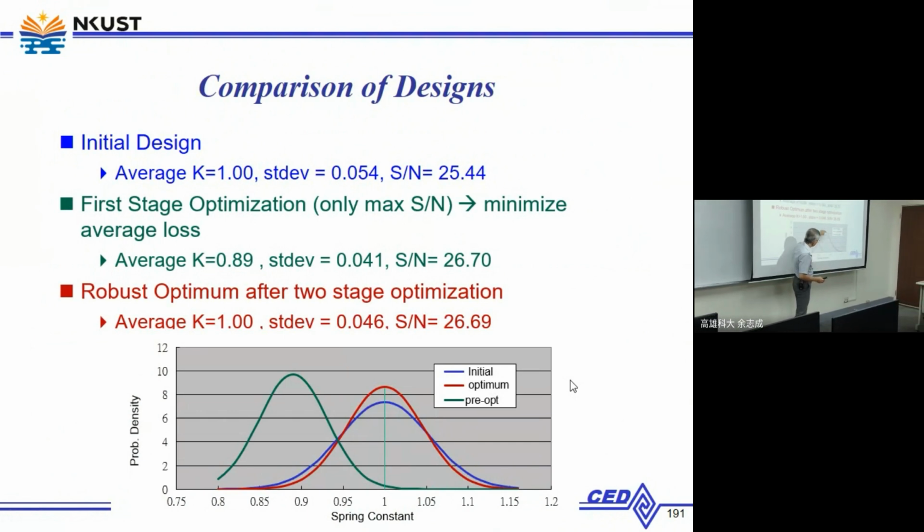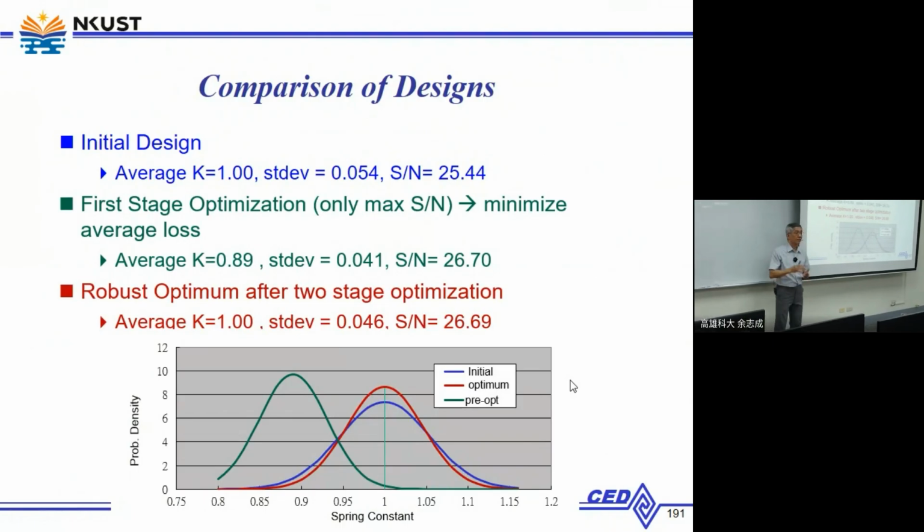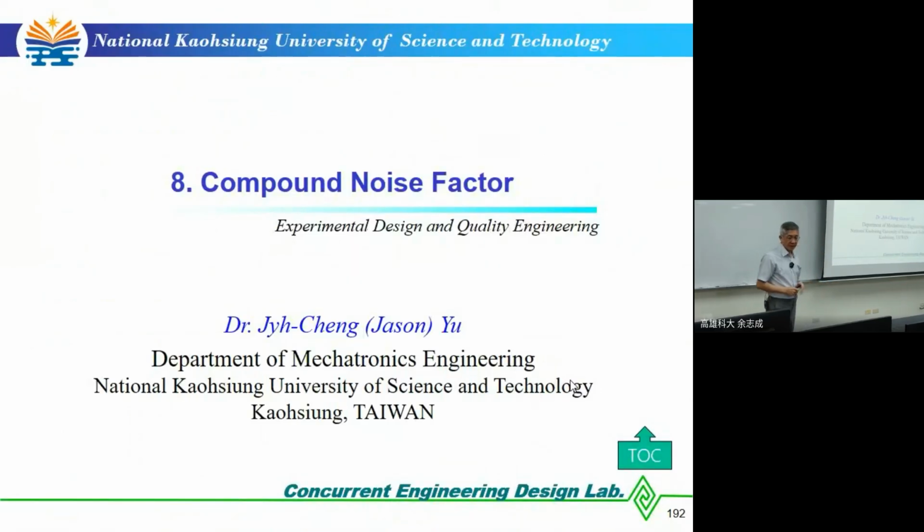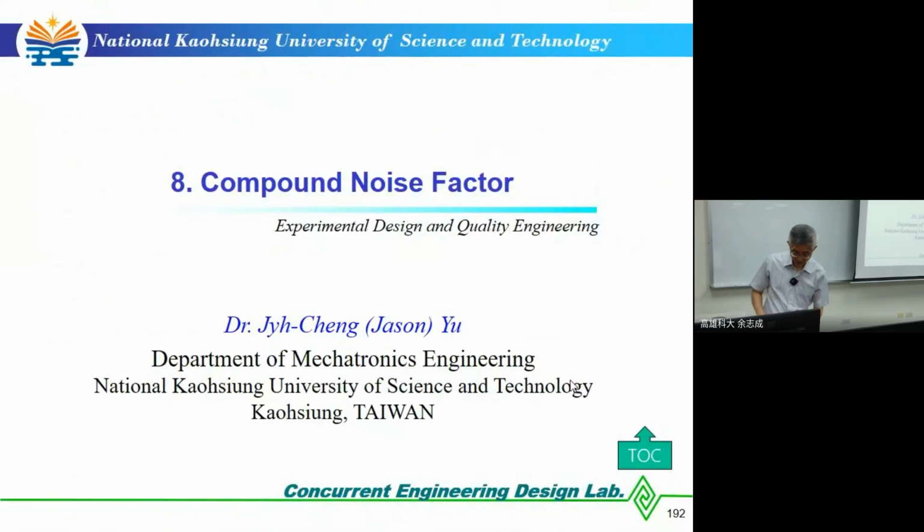As you can see, if we compare the initial and the optimum, they all have an average value k equal to 1, but our optimum design has a smaller standard deviation, which shows that our optimal design will have a better quality performance than the initial design. Okay, this is the two-stage optimization.